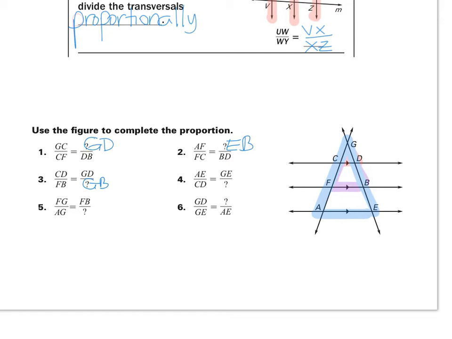AE, again, is a base, the blue base. CD is the red base. GE is the blue side, so I need the red side, which is GD. FG is purple, over AG, blue. FB, which is purple, over AE. GD red over GE blue. What over AE, which is blue, so I need red, which is CD.